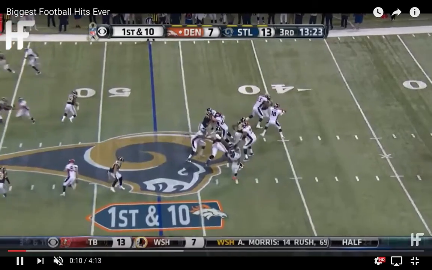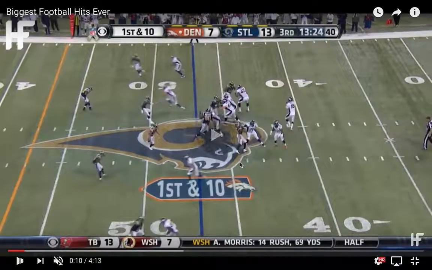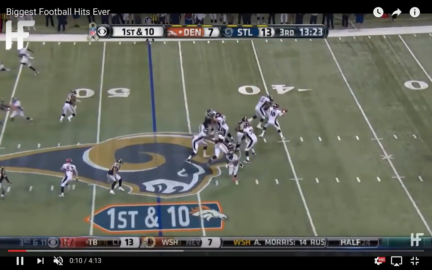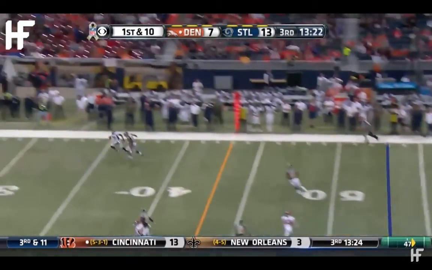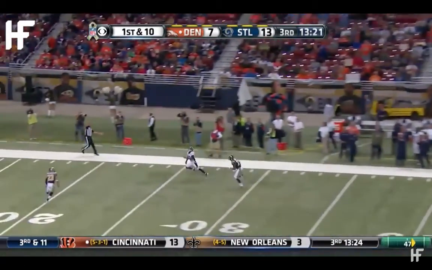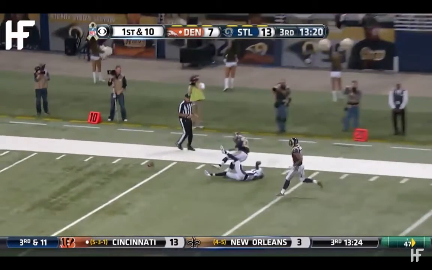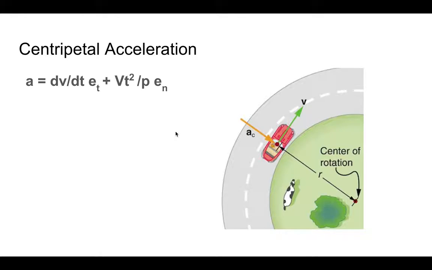So here you can see Broncos quarterback Peyton Manning throwing the ball. It's going in a good spiraling motion, and there you go. I'm going to go into a quick lesson about centripetal acceleration. As you can see, centripetal acceleration has two components, a tangential component and a normal component. Right now, Matt's going to go a little bit more into depth about centripetal acceleration.